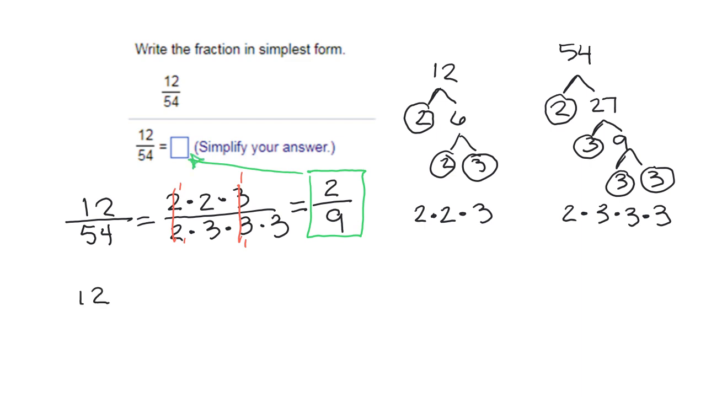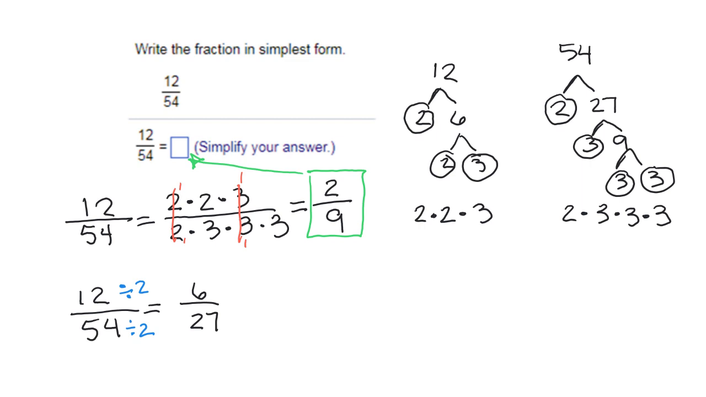And once again, if you didn't want to do your factor tree, you can break it apart slowly. You can look at both your numbers and notice that, hey, these are both even numbers. Let me divide both of them by 2 since they both are even. So if you divide these numbers by 2, you're going to get 6 over 27.